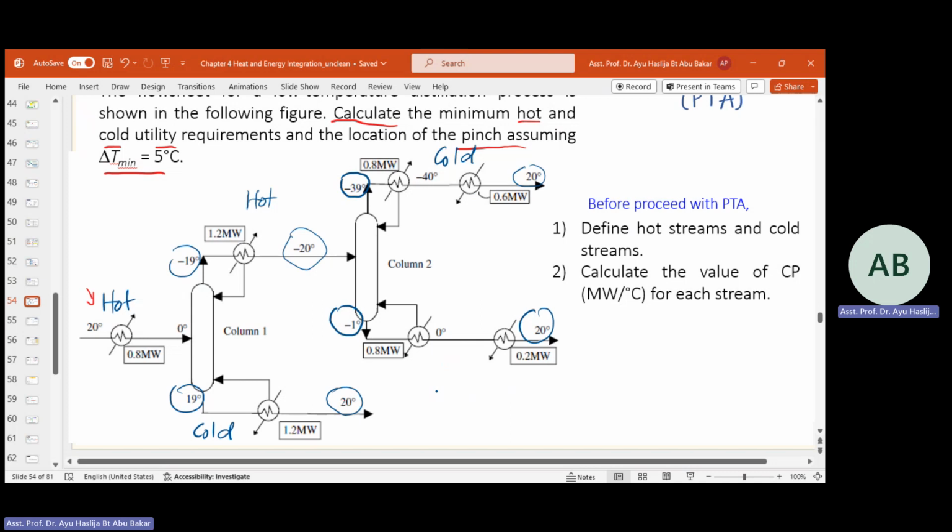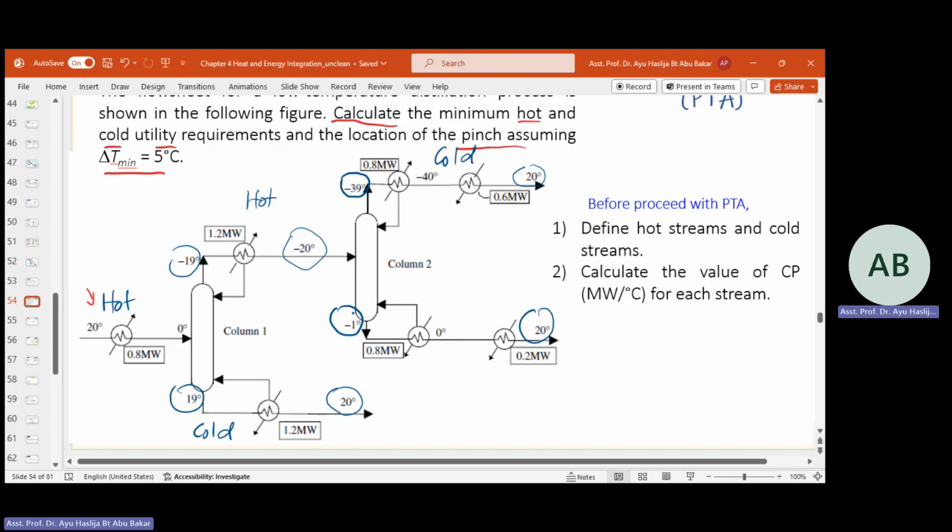For those who haven't got the idea how to classify the stream, you will get 0 marks for question 4 in final exam. Question 4 in final exam is related to the heat exchanger network. So if the first step you don't know how to classify, the rest of the question you cannot answer. Definitely 0 marks for that. First step is to know how to classify the stream.